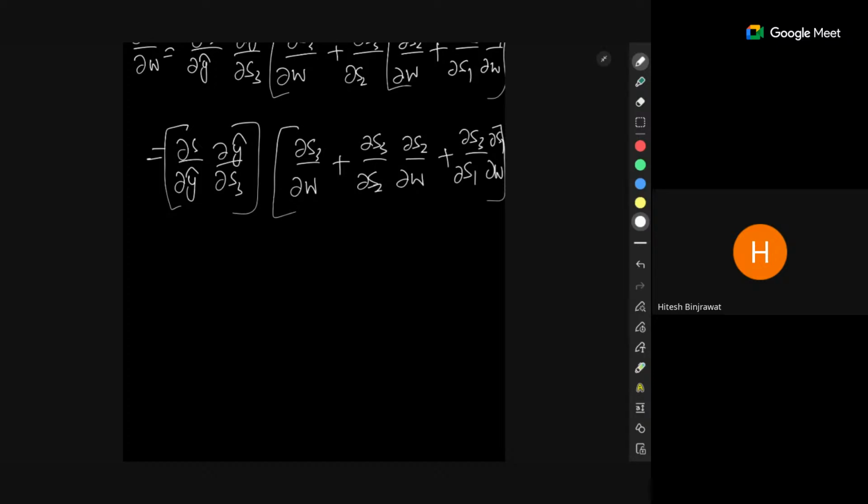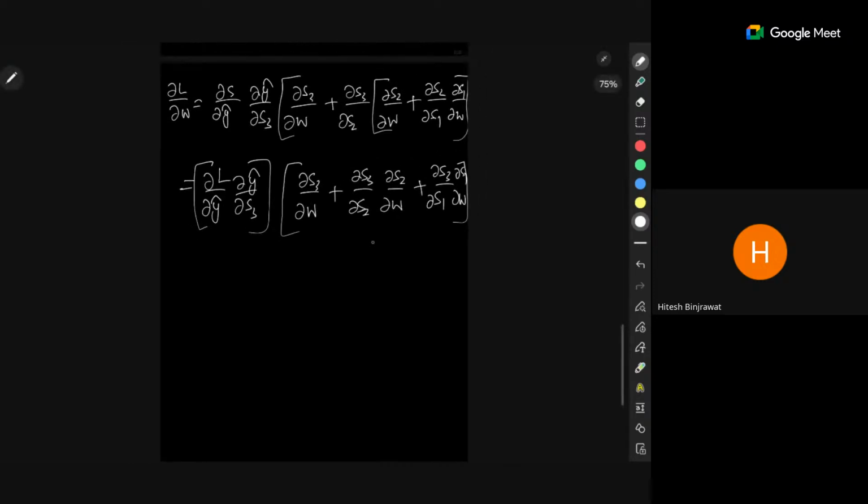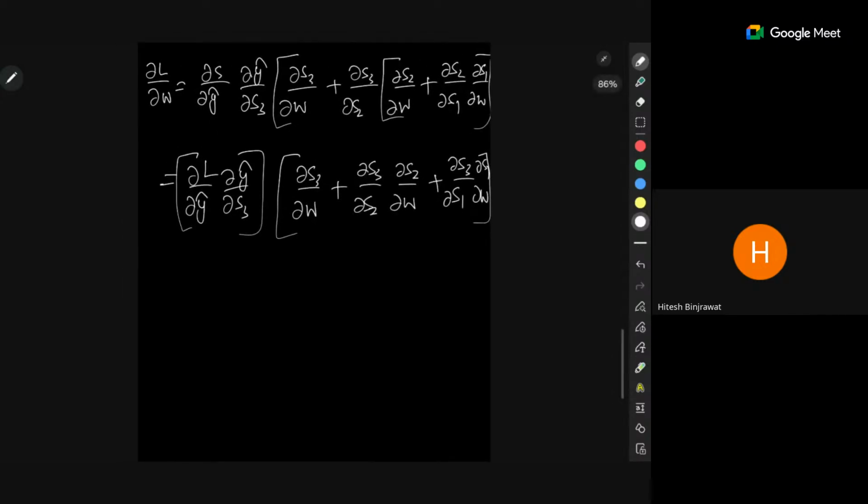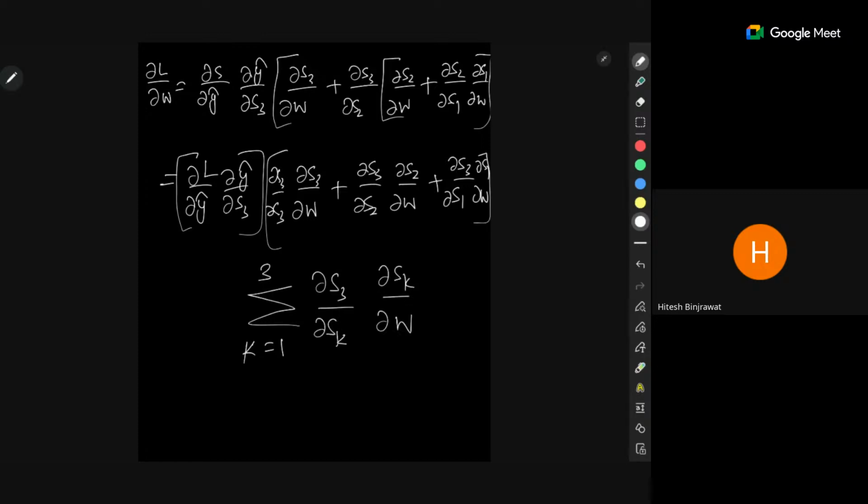So to make it like this, I have to. Oh, this is self. So okay. So what you have to do is, I can write one more thing now, S3 by S3 here, right? This is just one, and that makes the equation summation from k equal to 1 to 3 dow S3 by dow Sk, and then dow Sk with respect to W, right? That's what the whole part here on the right side, the right bracket, will become.